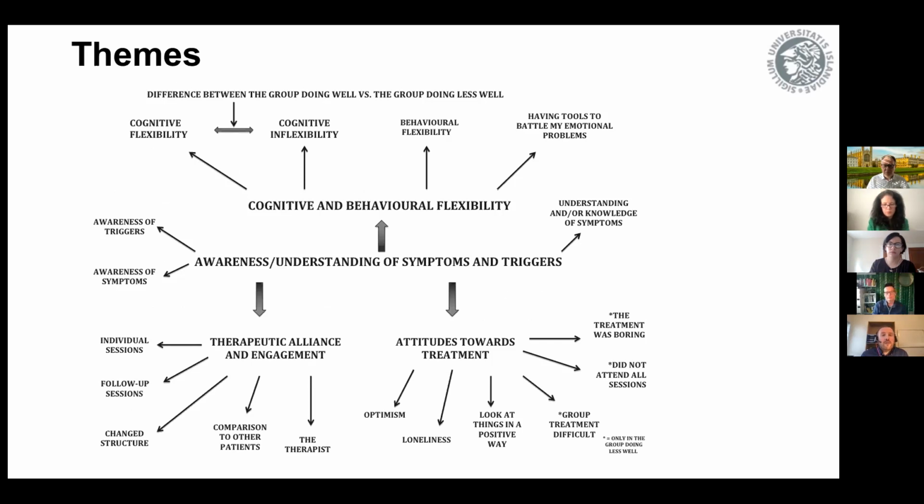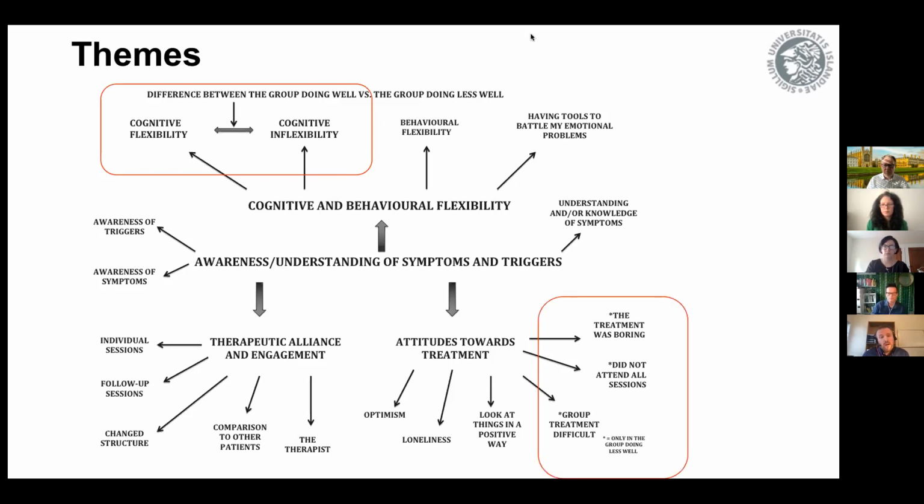And as you can see, we found 4 overarching themes: cognitive and behavioral flexibility, awareness and understanding of symptoms and triggers, therapeutic alliance and engagement, and attitudes. And change slides. This was the first theme that was different between the groups. The people in the effective group were much more direct in using their cognitive intervention, therefore more cognitive flexibility. Change slide again. The non-effective group had more negative attitudes towards the treatment, so they were not going into the treatment. They found the treatment boring and so forth.